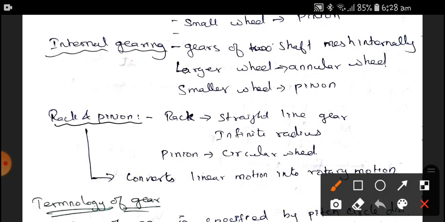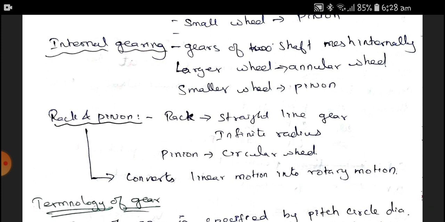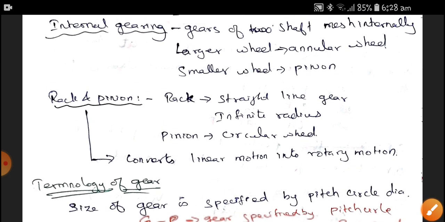You have to note this: the rack has an infinite radius. That is why it is in a horizontal or vertical position. It is in a straight line. What is meant by a straight line? A straight line is also called an infinite radius. There is no radius for that; the radius is infinity. So it is a straight line gear and the pinion is the circular wheel. This rack and pinion is used to convert rotary motion into linear motion or linear motion into rotary motion.